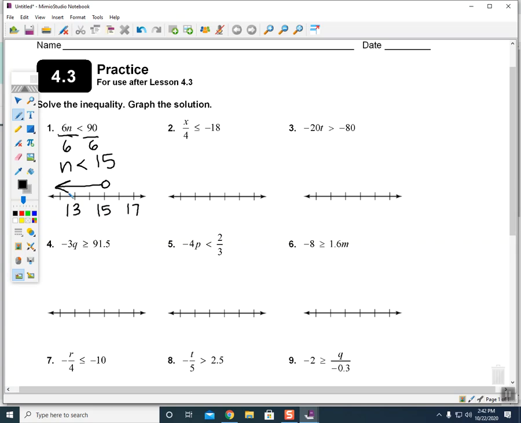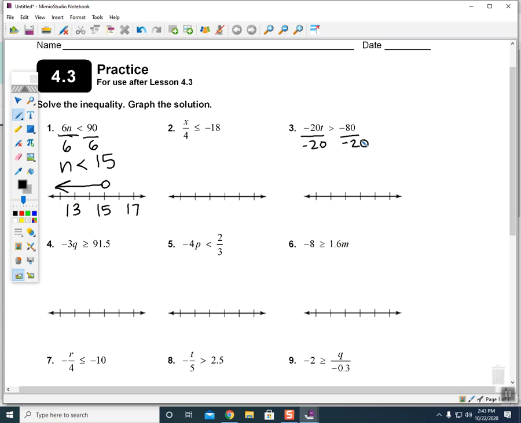Okay? Let's also look at number 3 together. Number 3 says negative 20t is greater than negative 80. Also a multiplication problem, so I need to divide to undo it. So I'll divide both sides by negative 20. But remember, when I divide something by a negative number with an inequality, my sign is going to flip.